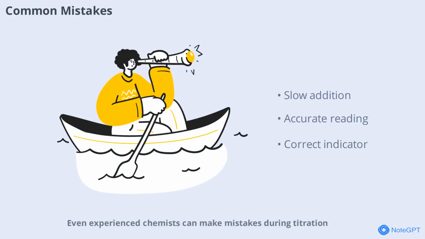Even experienced chemists can make mistakes during titration. Common errors include adding titrant too quickly, misreading the burette, or using the wrong indicator. Being aware of these pitfalls helps prevent them. Careful technique and attention to detail are the best ways to avoid mistakes and ensure reliable results.